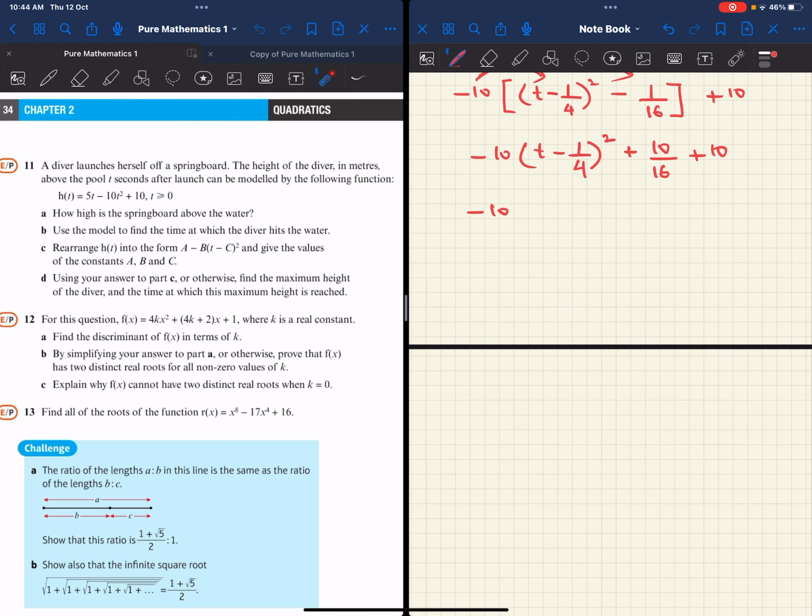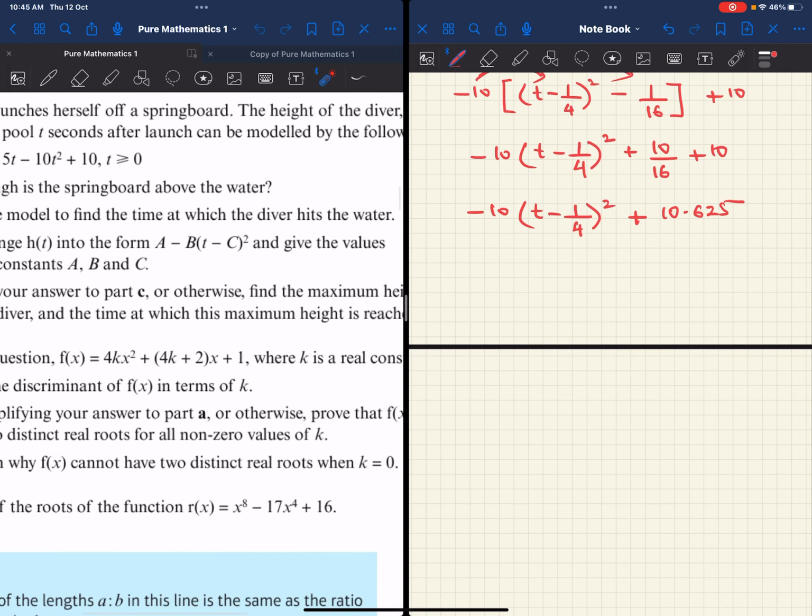So that simplifies to minus 10 into t minus 1 by 4 squared plus 10 divided by 16, add 10, which is 10.625. So in this format, the positive term is written first. So A represents the 10.625. So we'll start with 10.625 minus 10 into t minus quarter, the whole squared.